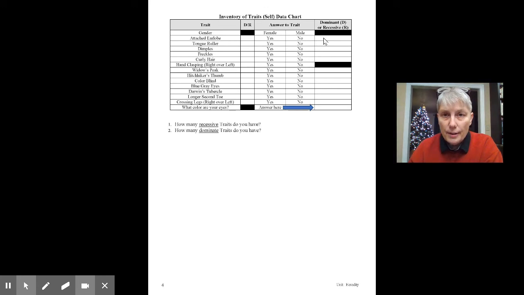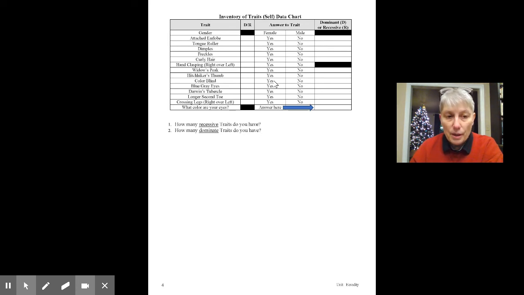All right. And then you're going to mark over here whether or not you're dominant or recessive, and go all the way down. And then down here, what color are your eyes? So like mine are hazel. So I'll just write hazel right here. And then it's going to ask, how many recessive traits do you have? So if you're not sure, go back and look at the screen again. And then how many dominant traits do you have?